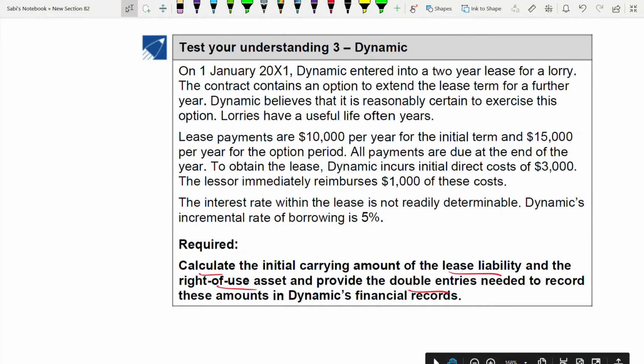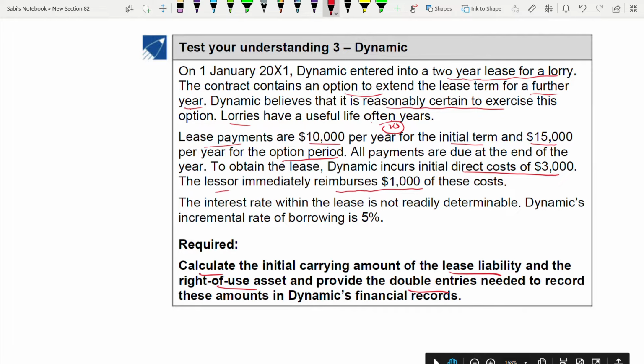So first we'll see, this is a 2-year lease for a lorry. They have an option to extend for a further year, and it is reasonably certain to exercise this option. The lorry has a useful life of 10 years. Lease payments are 10,000 per year for the initial term, and 15,000 for the option period. All these are per year, and all payments are due at the end of the year. To obtain the lease, the direct cost was 3,000. Out of this, 1,000 was immediately reimbursed by the lessor. That means the lessor has paid this.